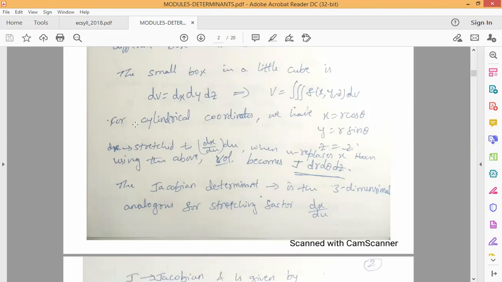Now, restricting this topic to the cylindrical coordinate. Initially, all systems are given in the Cartesian coordinate system, defined in terms of x, y, z. These x, y, z can be transformed into the cylindrical coordinate using the equations x is equal to r cos theta, y is equal to r sin theta, z is equal to z.